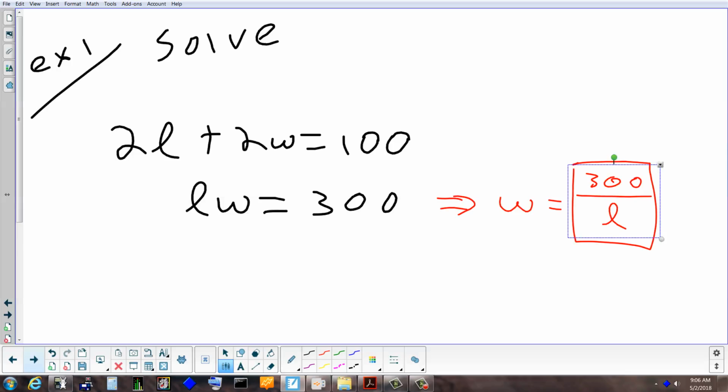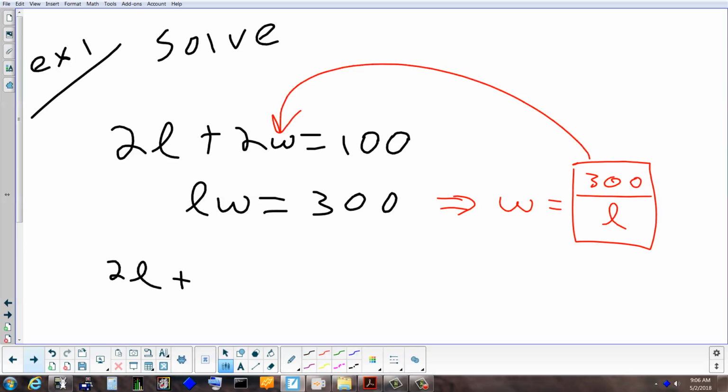So now we're going to plug it in for W. All right, so we're going to get 2L plus, and now we want double that fraction. So when you double the fraction, remember, you don't double the top and double the bottom. That wouldn't do anything. If you want to double this fraction, you just double the top. So it's 600 over L.